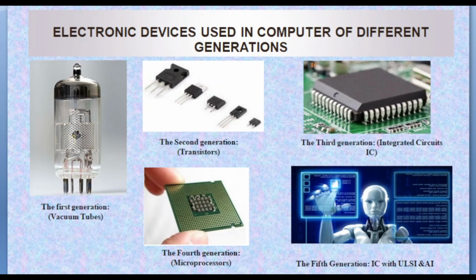These are the electronic devices used in computer in different generations. You can see, these are the first generation vacuum tube. The vacuum tube is replaced by transistor in case of second generation computer. These are the third generation where IC has replaced the transistor. These are the fourth generation microprocessor with VLSI technology. And this is the fifth generation where IC with ULSI technology and artificial intelligence are the key components of fifth generation computer.